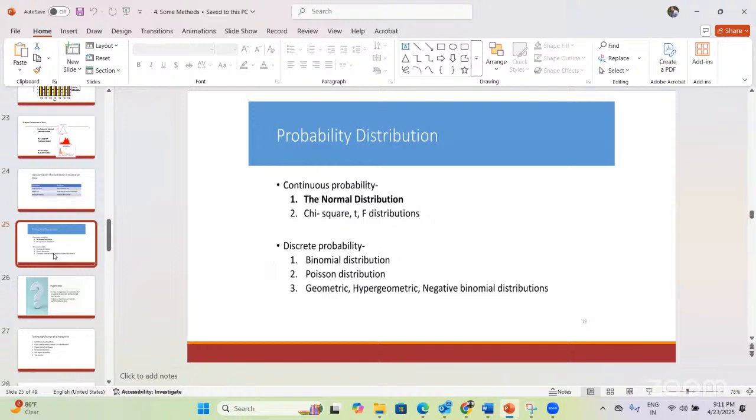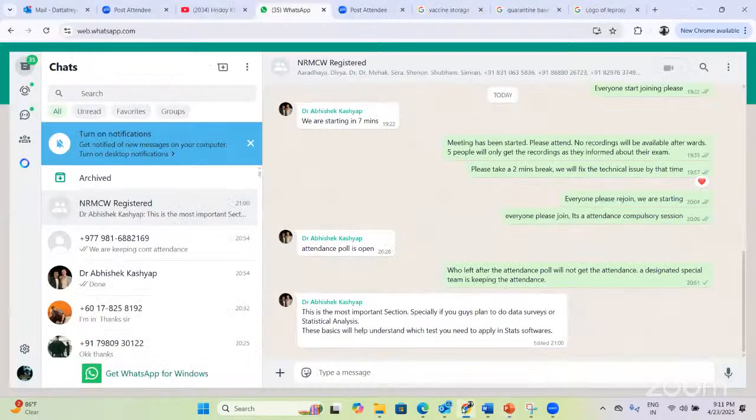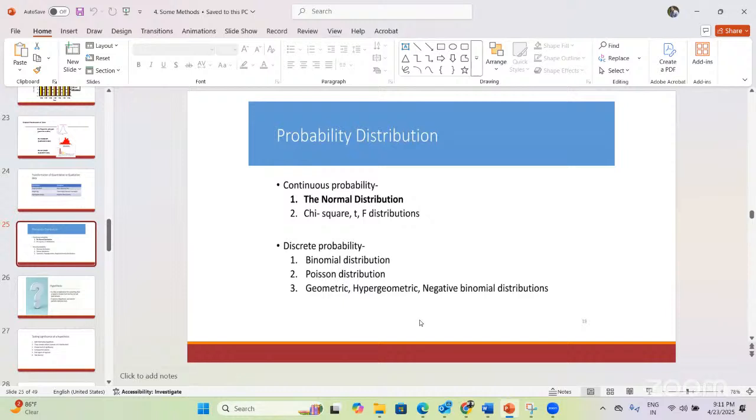So after getting the data, after having this kind of frequency distribution, we tell how this data is distributed. Is it normally distributed or is it something else? For that purpose, the distribution comes into the picture, how this data is distributed. Next slide.